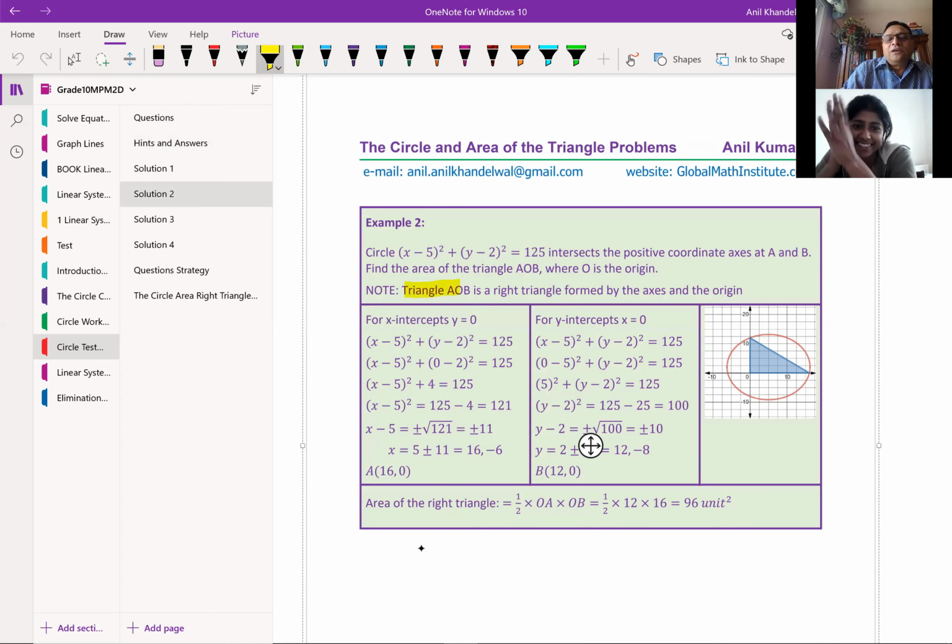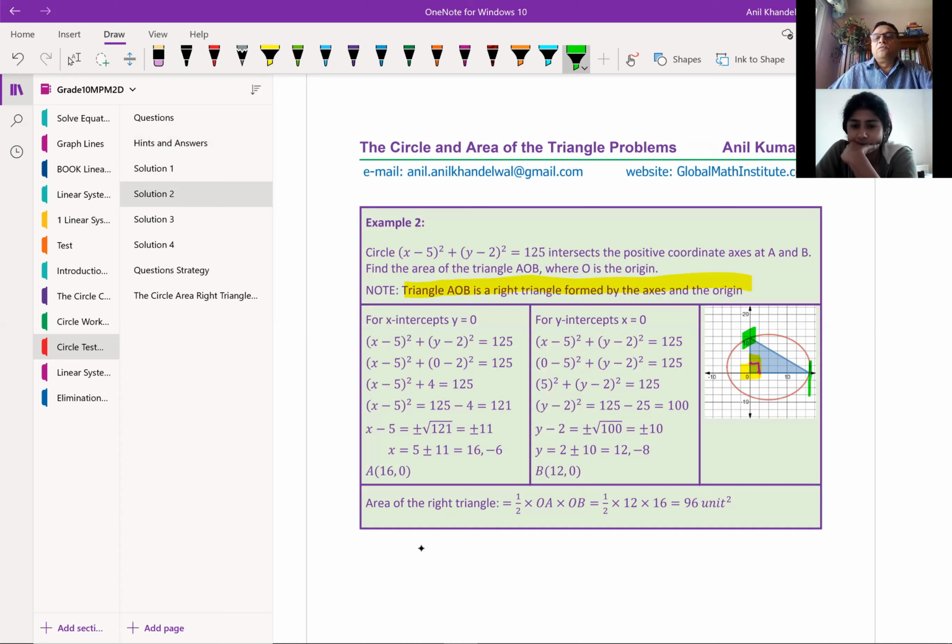So we have realized that we do have a right angle triangle since we are talking about the axes and the origin. Whenever you're looking at axes and the origin, the two coordinate axes will always intersect at right angles. So a simple case of a right angle triangle where you only need to find the x and y intercepts to find the area of the triangle. So what we do, as Amy was saying, we find the x-intercept by substituting y equals 0. We get two values. Now it says positive coordinate axis. Do you see that? So the negative one is not needed. You have to select the positive value 16 in this particular case.